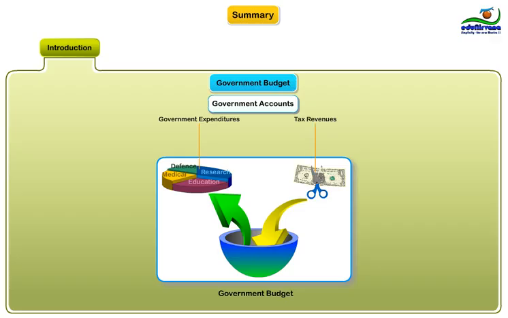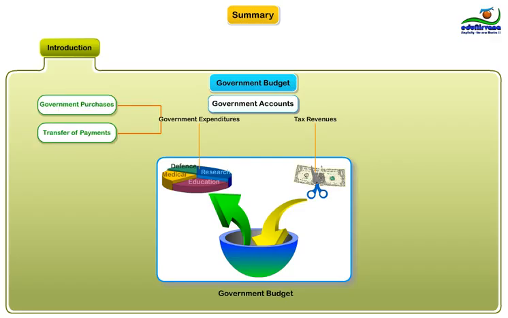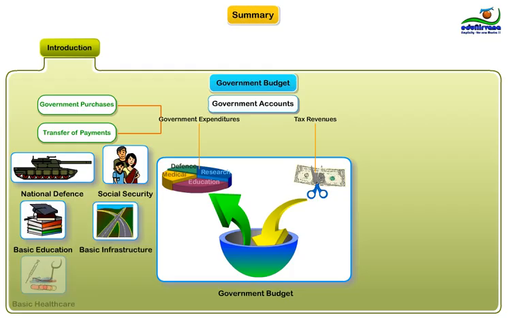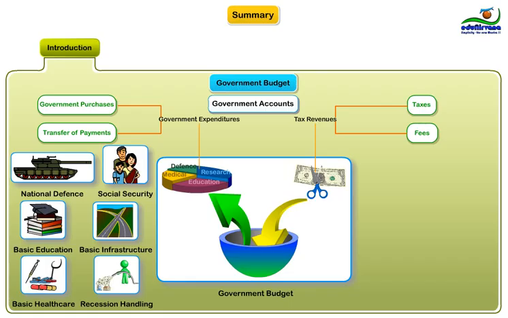It is composed of two broad streams, government expenditures and tax revenues. Government expenditures include government purchases and government transfer payments. The bulk of government spending goes in programs like national defense, social security, basic education, basic infrastructure, basic health care, and of course, in handling recessions.